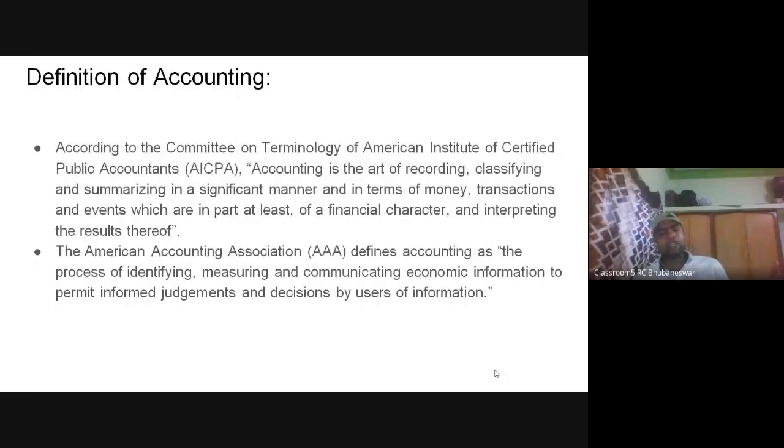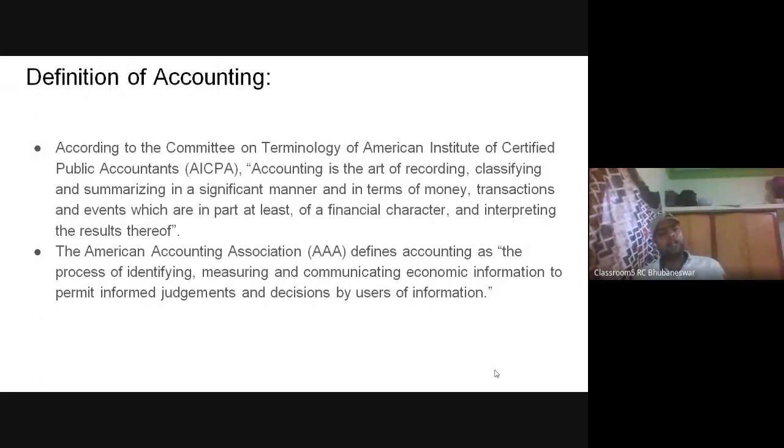Classification means when we are recording, we will record that in terms of transactions. Then we will classify, meaning make ledger accounts. Under ledger accounts, we will classify them in different account forms. Then we will summarize, prepare the trial balance and summarize all the balances. Next, we will prepare the final accounts. And after that, the interpretation of the results will be done.